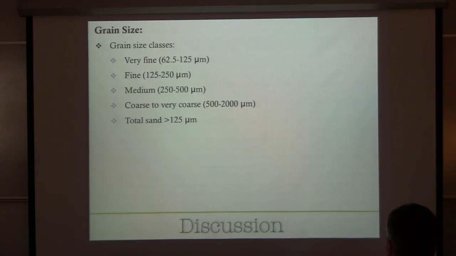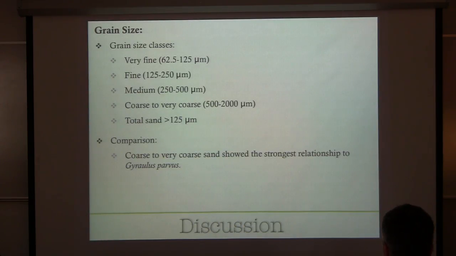We also broke the grain size into 5 different size fractions and compared it to the GP record to see if a certain grain size fraction better explains the hydrologic trends we see in our record. When we compared it, we found that coarse to very coarse sand showed a strong relationship to GP, such that when GP is absent and a deep lake's inferred, we see lots of coarse sand. When GP is present and a shallow lake's inferred, we see little to no coarse sand.